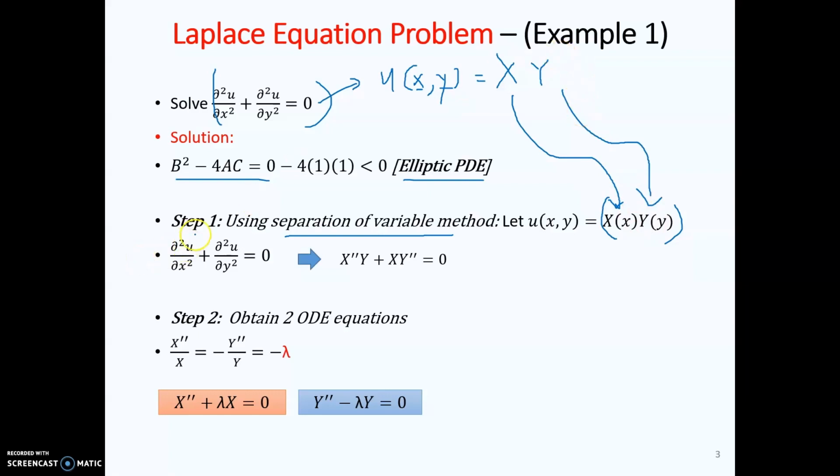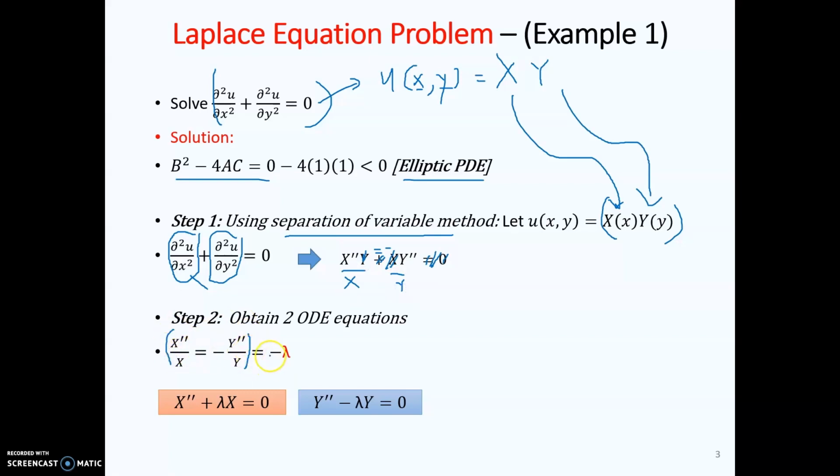Then you need to differentiate it according to the PDE. Differentiate u with respect to x twice, then you obtain X double prime Y. Differentiate u with respect to y twice, you should obtain X Y double prime. Then you need to separate the variables on the left hand side and right hand side. So you move this to the right hand side, you obtain negative. And then you shift the x to the left hand side, shift the y to the right hand side. And you should obtain this equation.